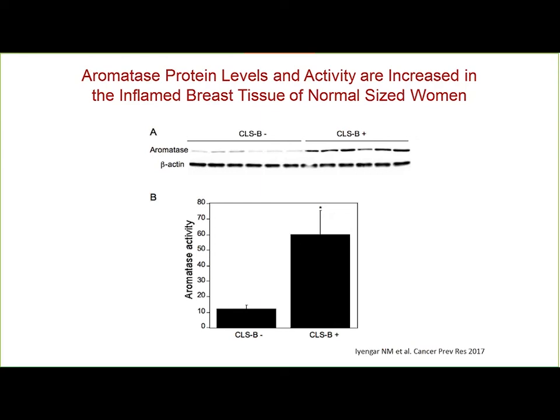So here you see a Western blot of 6 CLS-B positive normal BMI women and 6 CLS-B negative normal BMI women. So a clear increase in aromatase protein, that which makes estrogen, and a corresponding increase in aromatase activity.